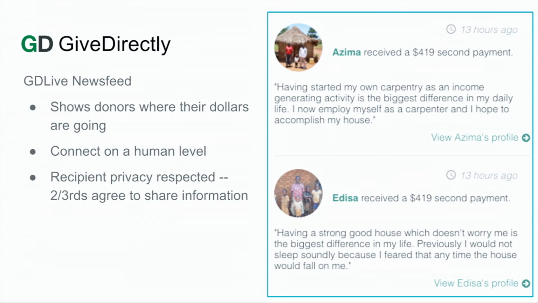Within GiveDirectly itself, a software engineering project that they have is something called the GD Live Newsfeed. And this is a live newsfeed on their website that lets donors connect with the people who are receiving the money and see how it's affecting their lives.